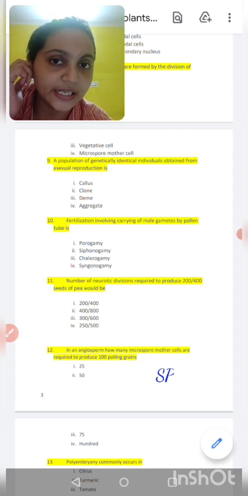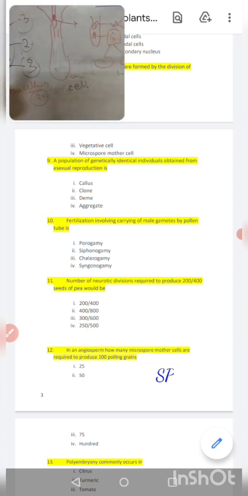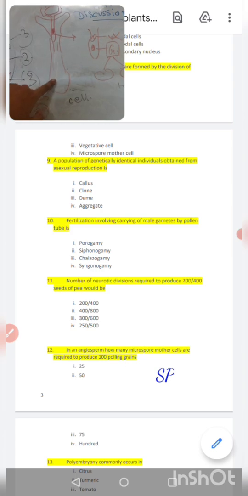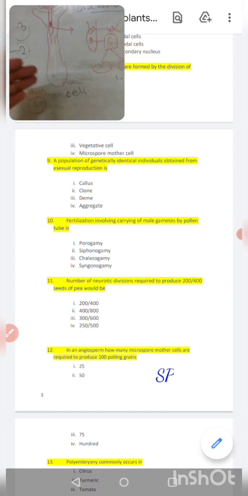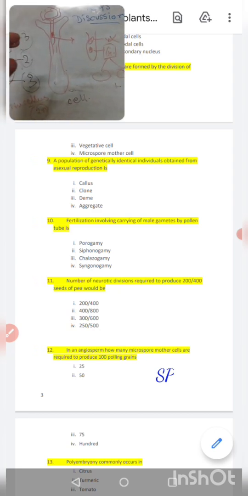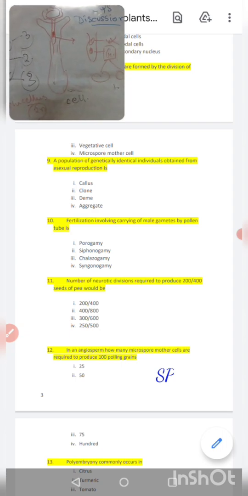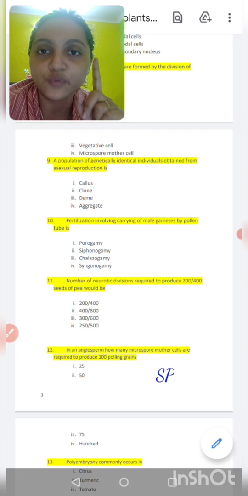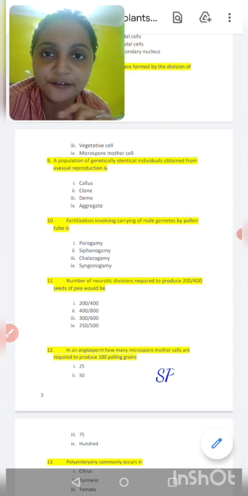Normally in angiosperms, once the pollination has been done, the pollen tube will be formed, and this pollen tube will travel up to the ovary where the fertilization will take place. This type, where the male gametes are carried through the pollen tube, is known as siphonogamy. Fertilization done by the elongation of the pollen tube up to the embryo sac is known as siphonogamy.